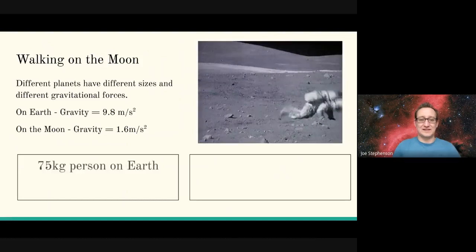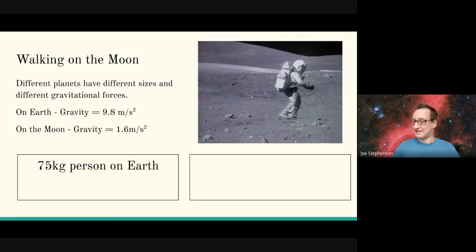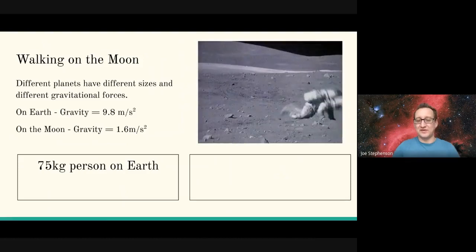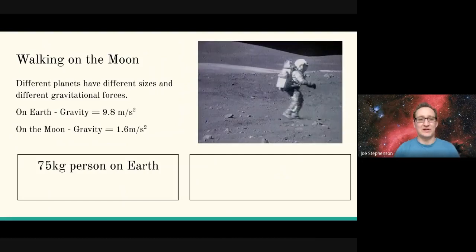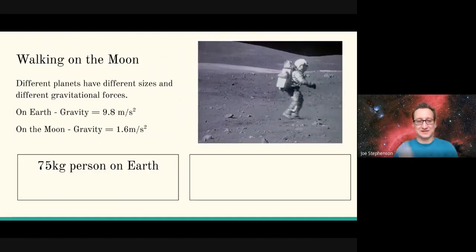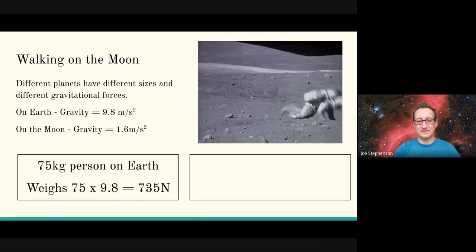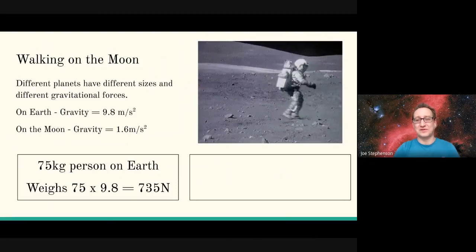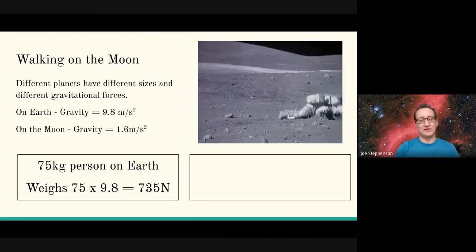Now, the key reason for this is because if we take an average 75 kilogram person on the Earth, we can actually calculate their weight, their downwards force on Earth. And all we do to do that is we apply Newton's second law. Okay, so we know that person's mass, and we know the acceleration at which they're pulled down. So we know mass times acceleration. So we do 75 times 9.8, and it gives us 735 newtons. So that's the downward force that that person would apply, and you'd need to overcome that to jump.